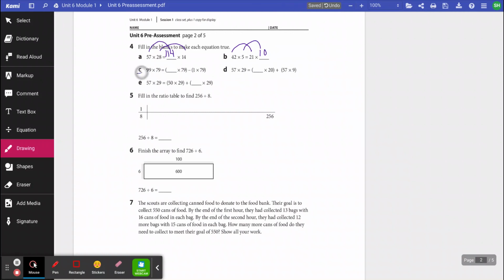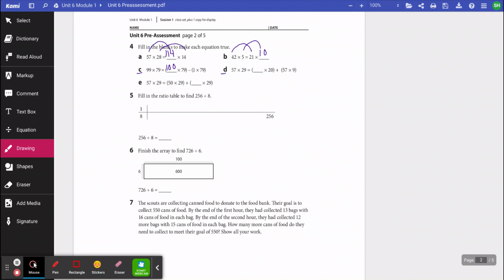On C, they did the over strategy. So 99 is super close to 100. So they went ahead and did 100 times 79, and then they took away one group of 79. And that's going to get you the same answer as 99 times 79.